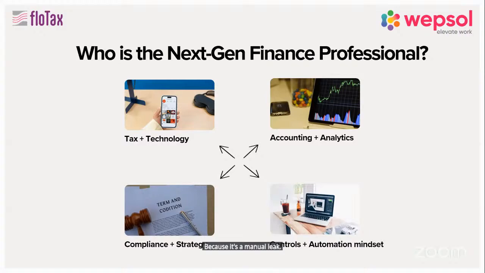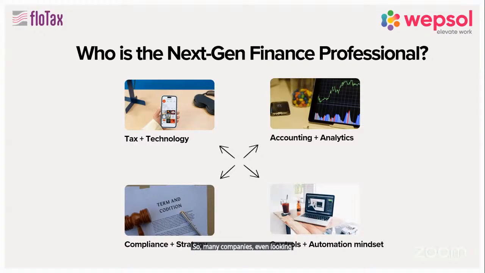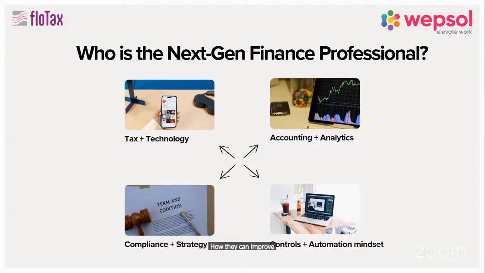But now, even in CA courses or technology postgraduation courses, technology forms part of our curriculum. So many companies are even looking for fintech. We might have heard the name fintech companies. So finance and technology is nothing but fintech. Similarly, now taxation is coming under technology. So in taxation and technology, people have to undergo training on various API tools and also go into ERP trainings, understand how the technology works, and how they can improve their efficiency in taxation.